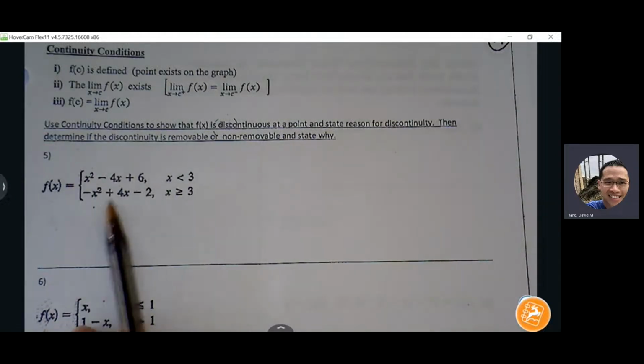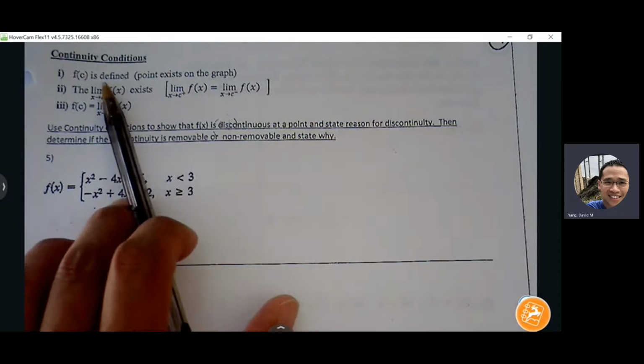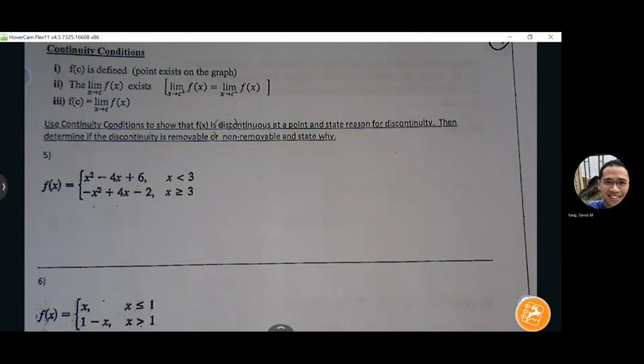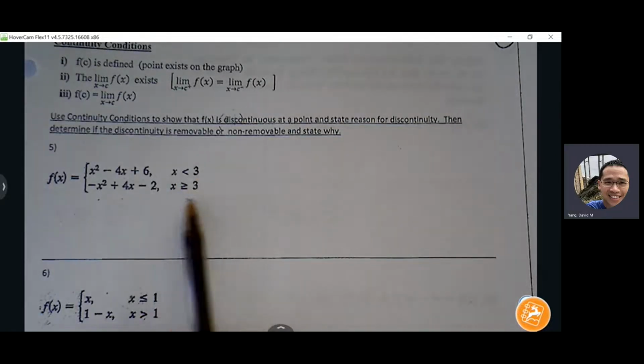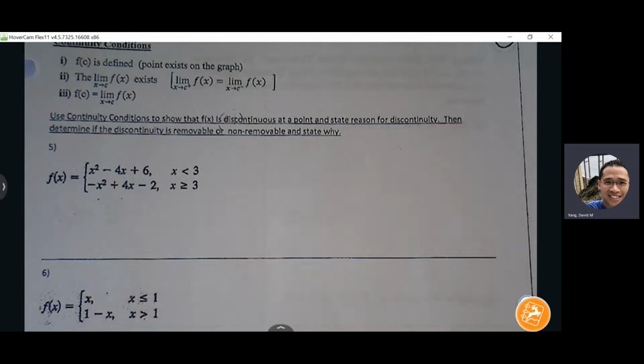Okay, so the first thing is we've got to find the point. But the c-value is not stated explicitly. So if you had to guess, what do you think the c-value is? 3, yeah. That's where the point in question is. We know that we have two graphs. They are meeting up at 3, but we don't know whether they are connected or disconnected. But we do know that that's the point in question. Our c-value is 3.